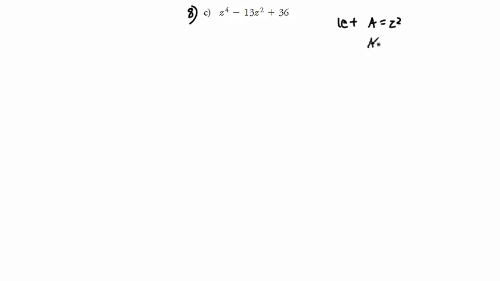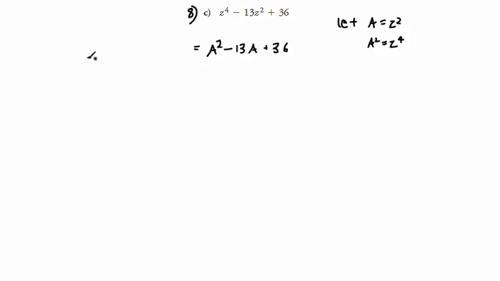That means a squared is equal to z to the power of 4. So when we substitute that into the equation, we get z to the power of 4 is a squared. Z to the power of 2 is a, so that's minus 13a. And then we have that plus 36. And look what we did. We made a smart substitution which turned this expression into a form that we do definitely know how to factor.